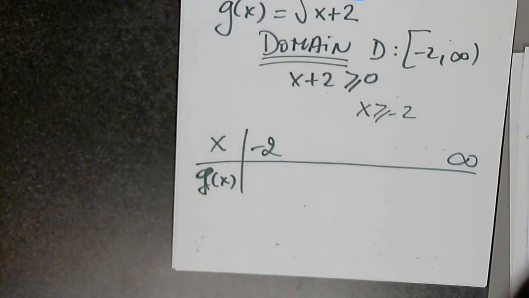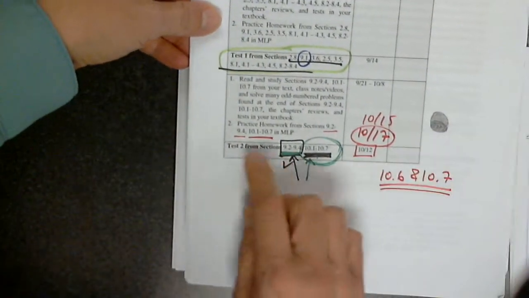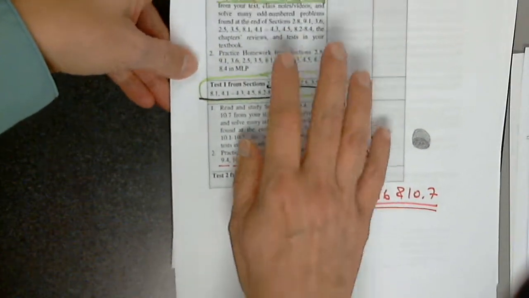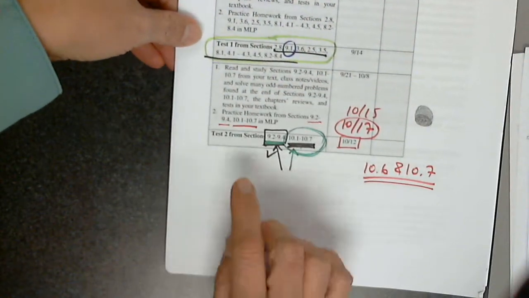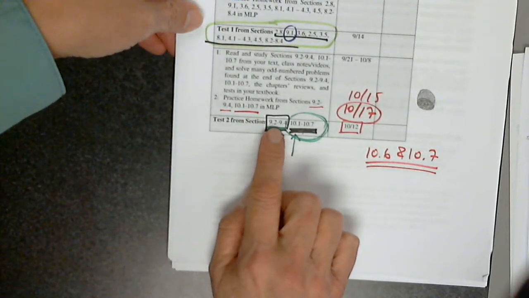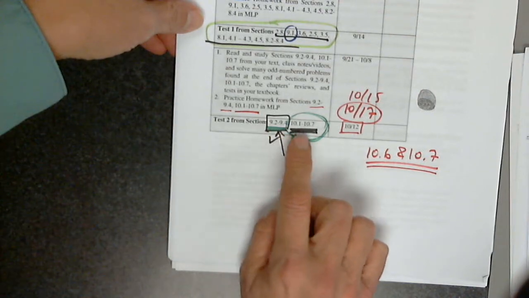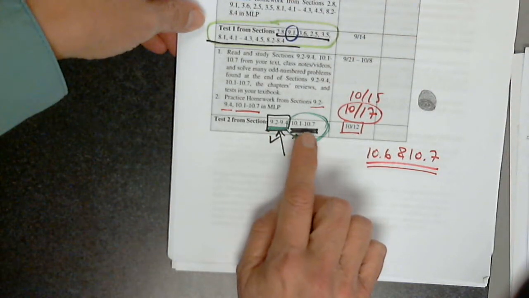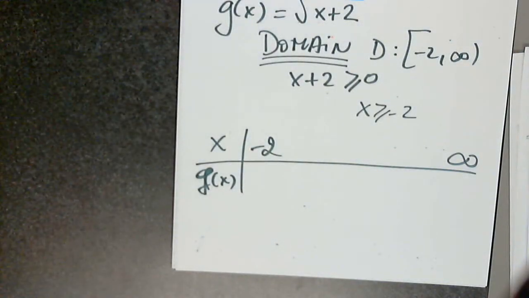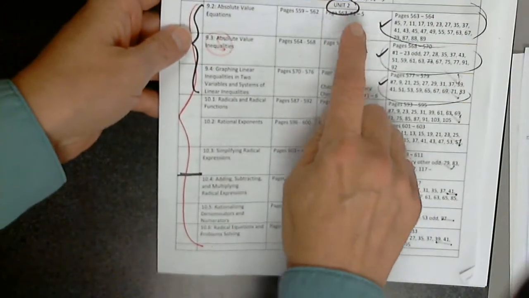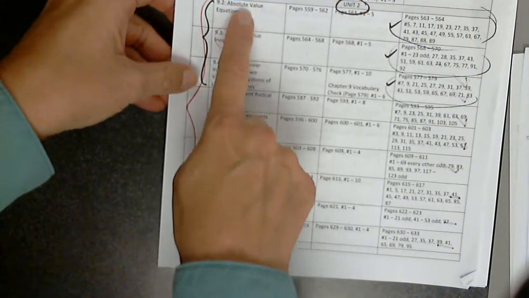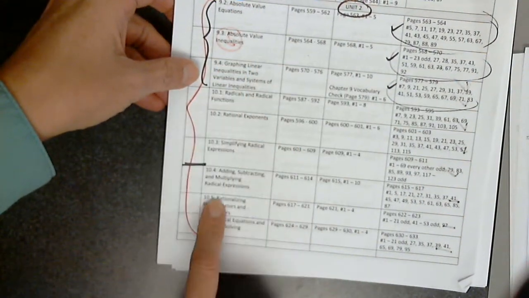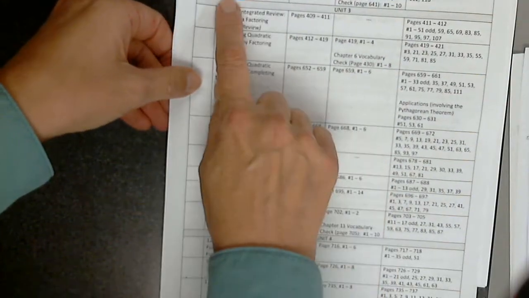Secondly, I just want to refresh your memory one more time. Test 2, this is the schedule of assignments at the end of your syllabus. Test 2 covers these 3 sections from chapter 9 and all sections from chapter 10. Okay? And you also have that here. So unit 2 consists of 3 sections in chapter 9 and the rest of the sections from chapter 10.